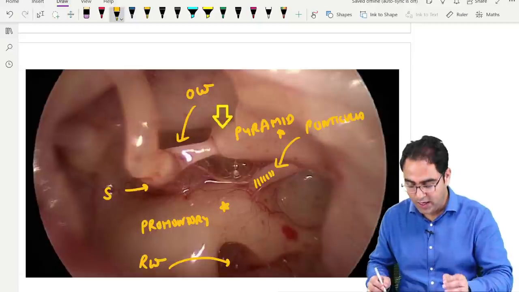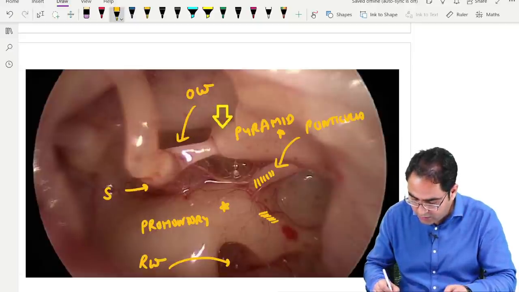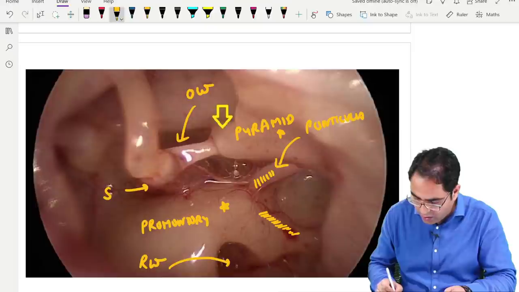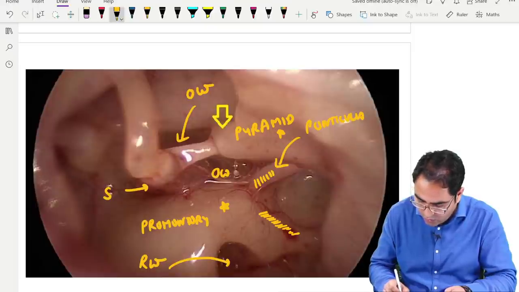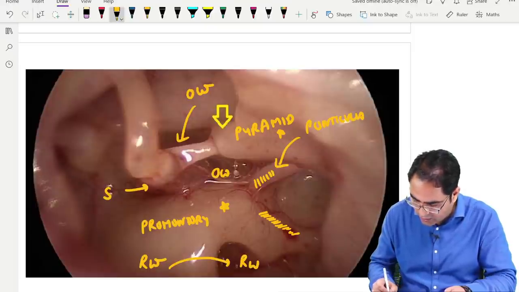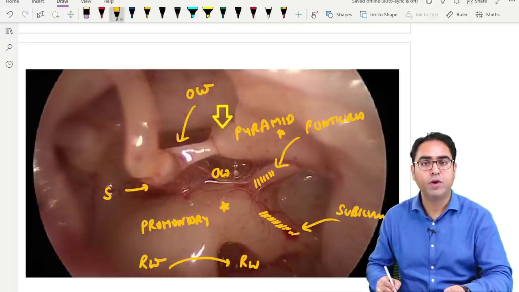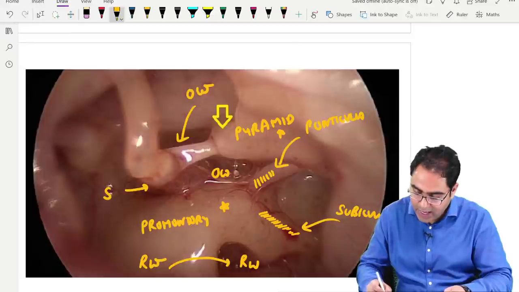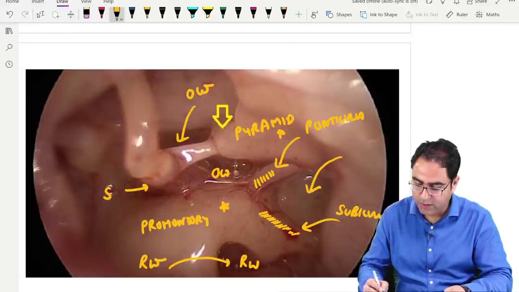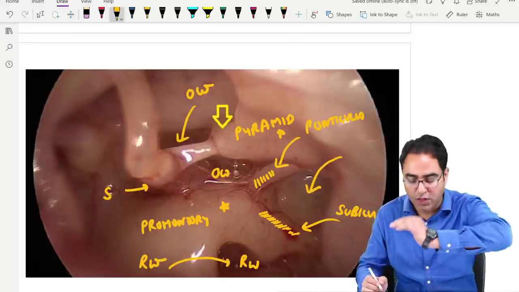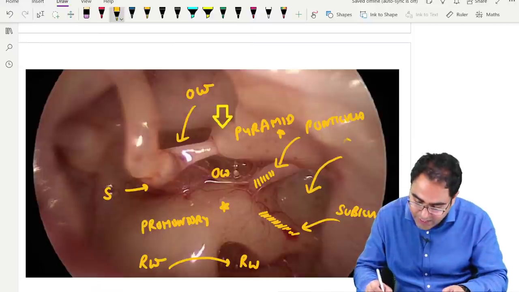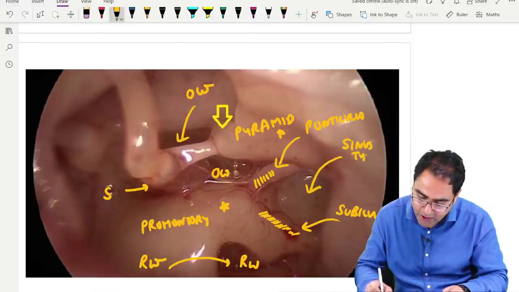If this is the ponticulus, then this is the subiculum. Subiculum separates the oval window from the round window. The hidden area between the two, between the upper boundary ponticulus and the lower boundary subiculum, is called the sinus tympani.